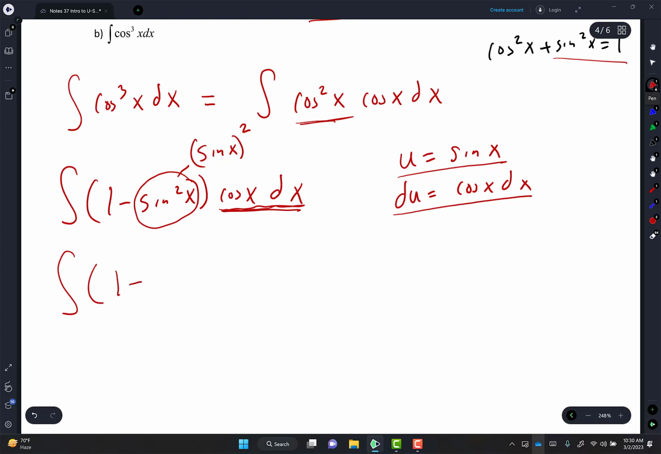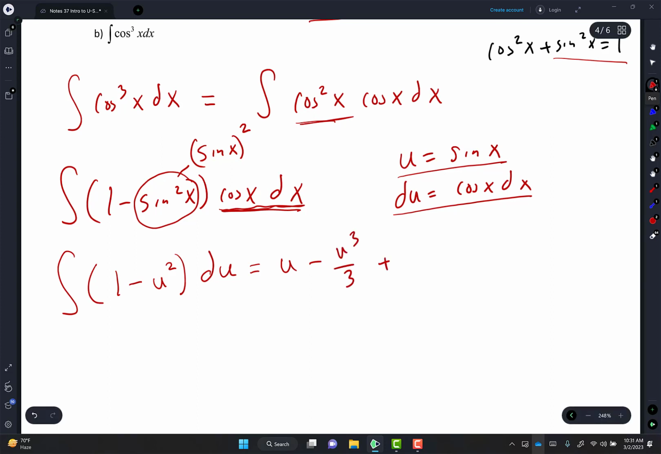The integral of parentheses 1 minus u squared, close it, du. The cosine x dx I substituted with du, right? And then the sine squared x became u squared, from the Valentine's formula, well, not the Valentine's Day formula. All right, ready, guys? We're done. Look, what's the antiderivative of 1 with respect to, not x, but with respect to u? u. Minus, what's the antiderivative of u squared?